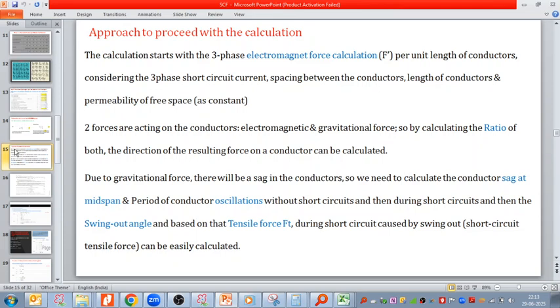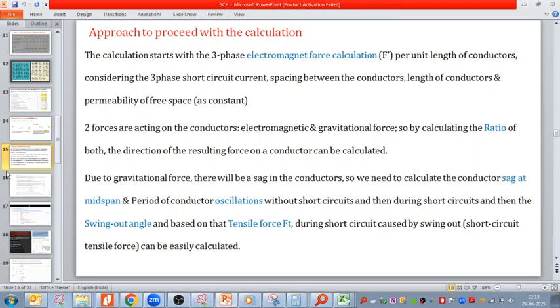And how to start the calculation, what is the approach? The calculation starts with the three phase electromagnetic force calculation. So first of all, we calculate this force, the electromagnetic force calculation. Is it okay to start today? If any of you has a problem, I can take it in the next class. But for that, you need to be available during the weekdays.